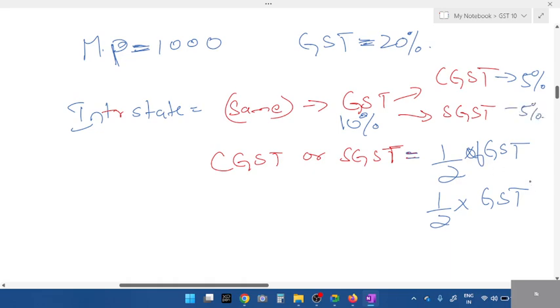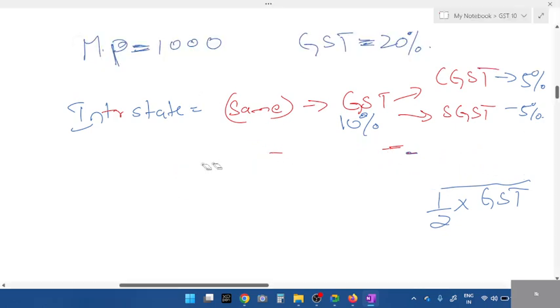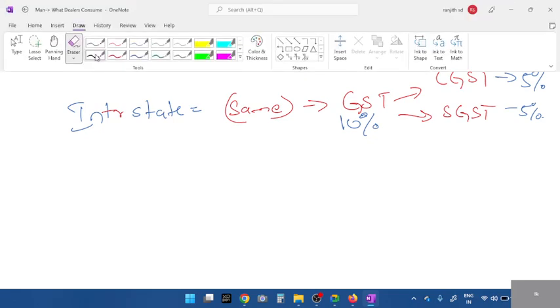Okay, this is the formula. If you want, make a note, or you can write it directly. CGST or SGST is half of GST. And GST is double. If you want to find GST, you add both CGST and SGST, that becomes GST. First concept.